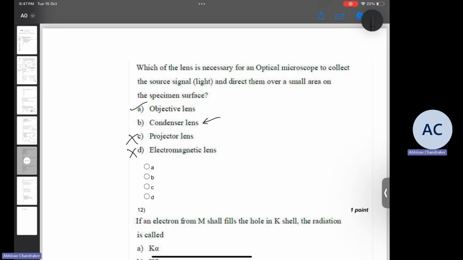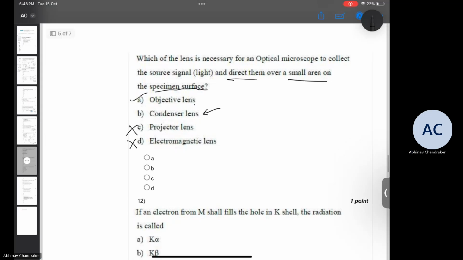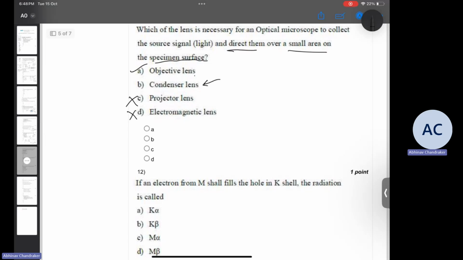So the answer should be objective lens, because this is the lens which directs the light over a small area on the specimen surface. And based on how much it is converging, based on the lens strength, the magnification will change.